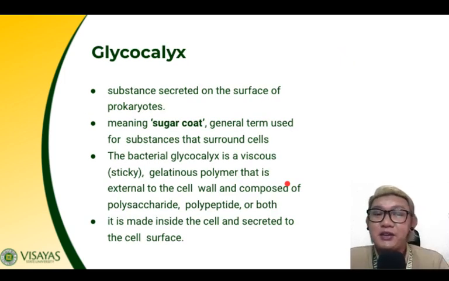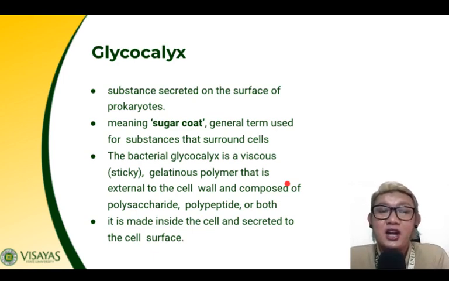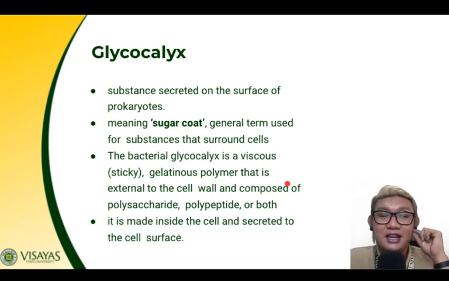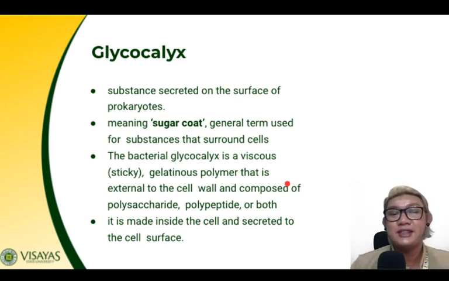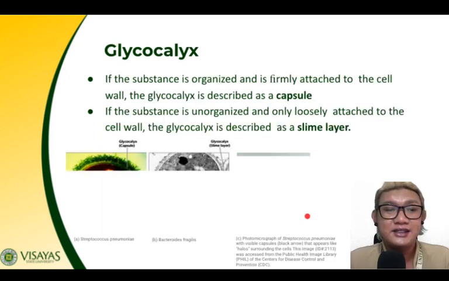The substances secreted on the surface of the prokaryotes are called glycocalyx, meaning sugar coat. It's a general term used for substances that surround cells. The bacterial glycocalyx is a viscous, sticky, gelatinous polymer that is external to the cell wall and is composed of polysaccharide, polypeptide, or both. It is made inside the cell and is secreted to the cell surface.